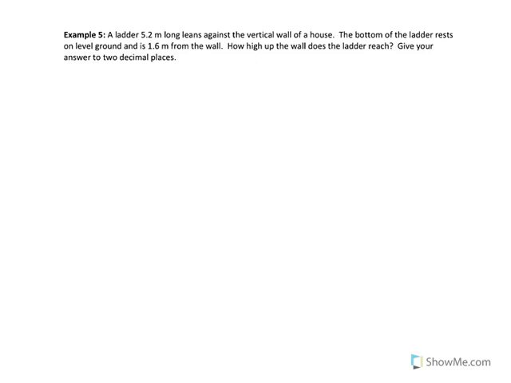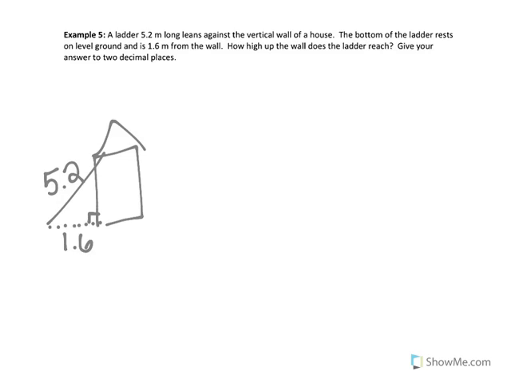Alright, example 5, we've got a word problem. A ladder that is 5.2 meters long rests against the vertical wall of a house. Okay, house, ladder. It's apparently going to the roof. The bottom of the ladder rests on level ground, so we're going to assume that it makes a right angle, and it's 1.6 meters from the wall. How high up the wall is the ladder reaching?